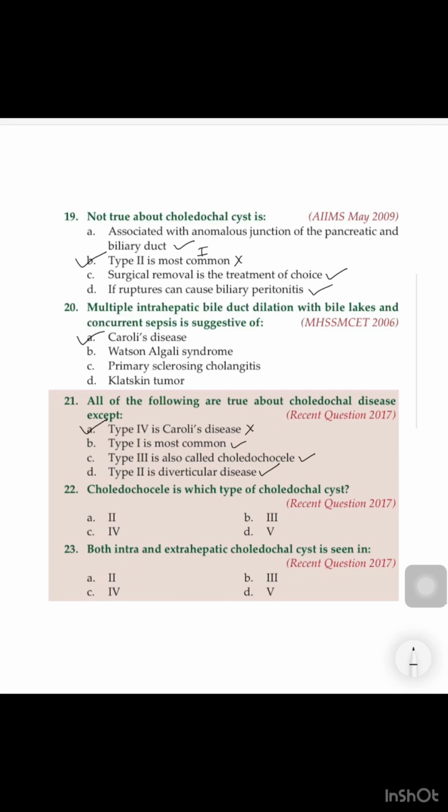Choledochal seal is which type of choledochal cyst? It is type 3. Both intra- and extrahepatic choledochal cyst is seen in type 4.